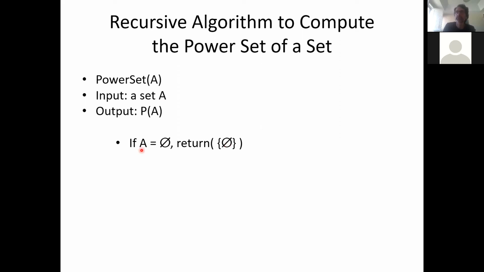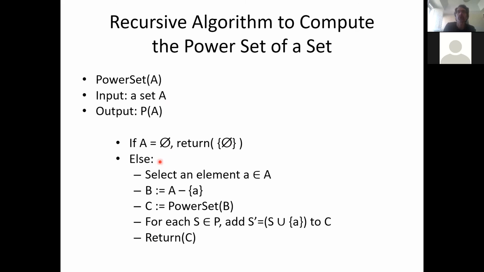Okay, what's the recursive case? That's if A is non-empty. Okay, in that case, if it's non-empty, then we can pick some element in it, because it contains at least one element. So the code will say, this is the code I give. It picks some element in this input set.